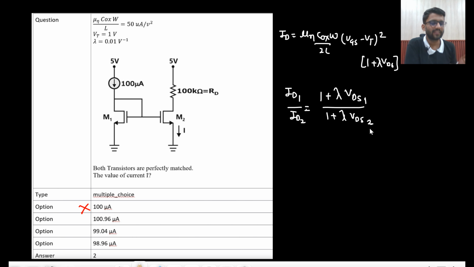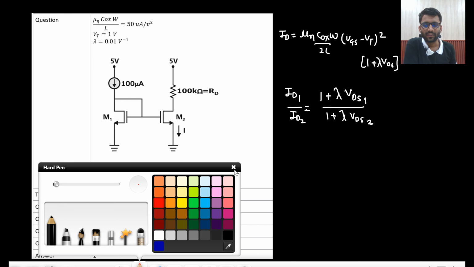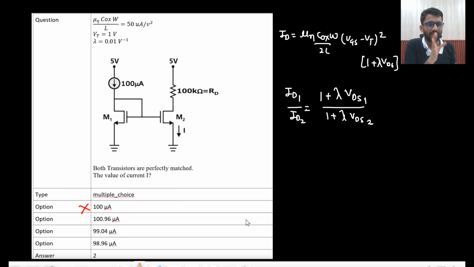Both will have different VDS values. So that is the main task here. The current will be different here. ID1 we know, ID2 we need to find. VDS1 we know, VDS2 we need to find. Okay. So let's just say my ID2 is... intuitively how you will do it, that I will also tell.